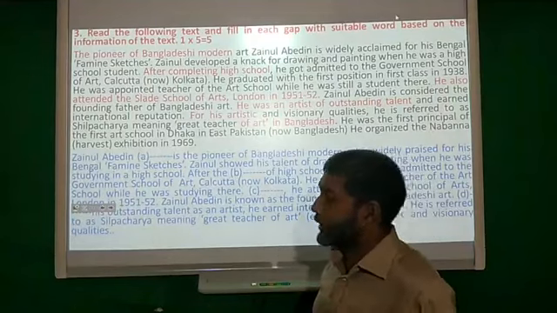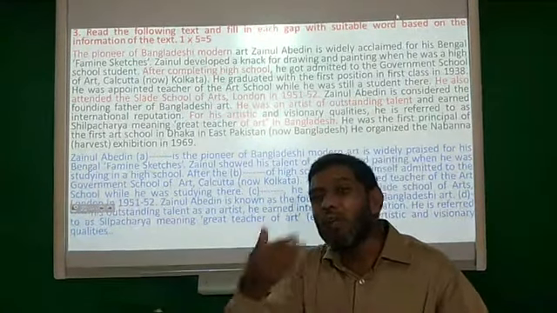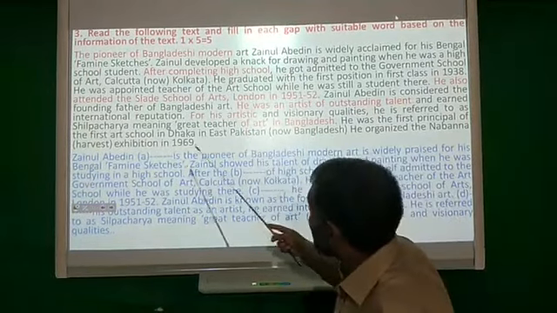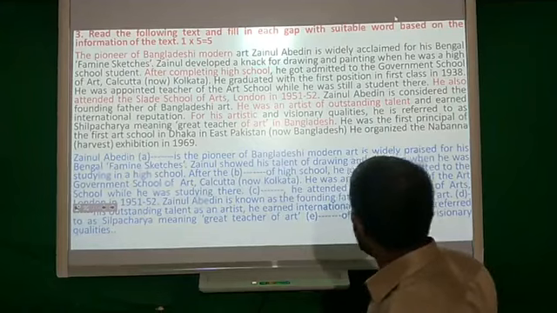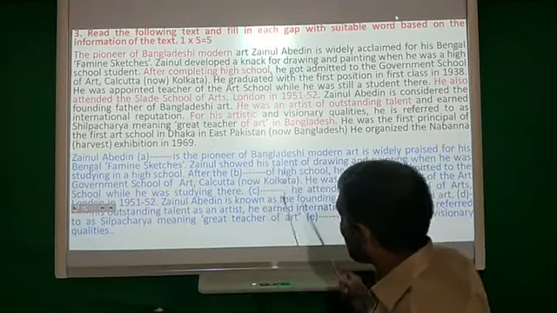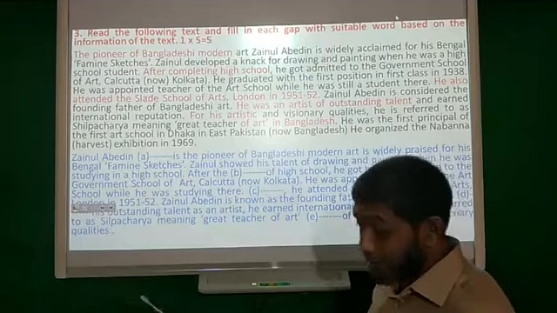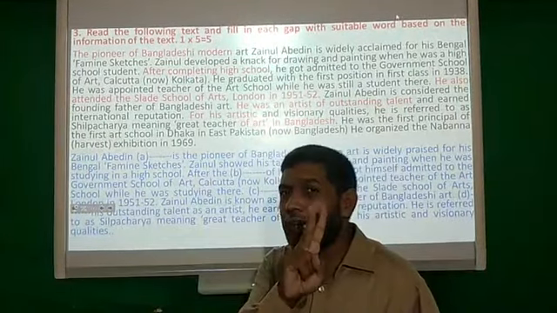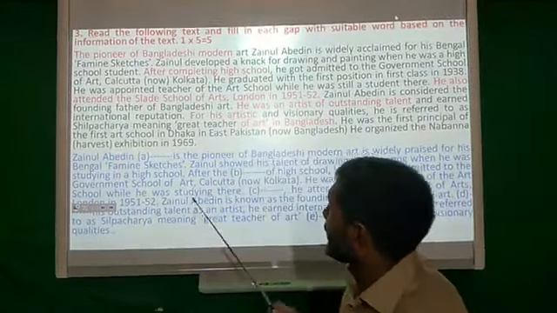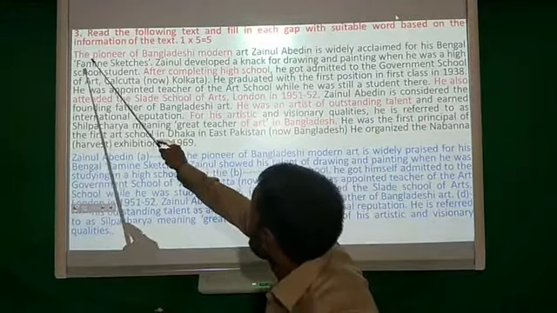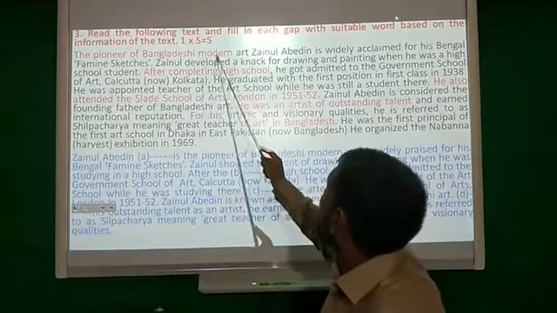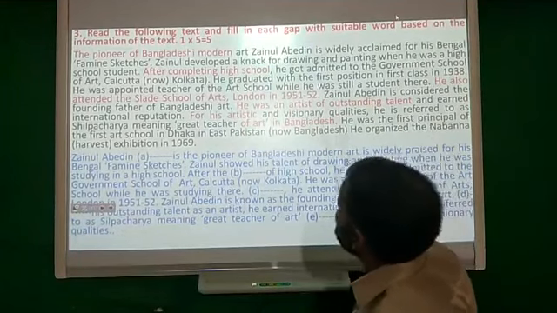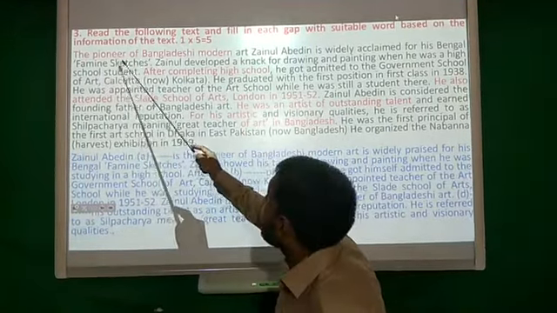This is question number 3. Again, we will have a seen passage in the question paper, and below the seen passage you will have a passage like this. But I have lost a lot of time. I am just going to give you two techniques, and then I will go over the questions. So dear students, this is the passage: the pioneer of Bangladeshi modern art, Zainul Abedin, is widely acclaimed for his Bengali feminine sketches.